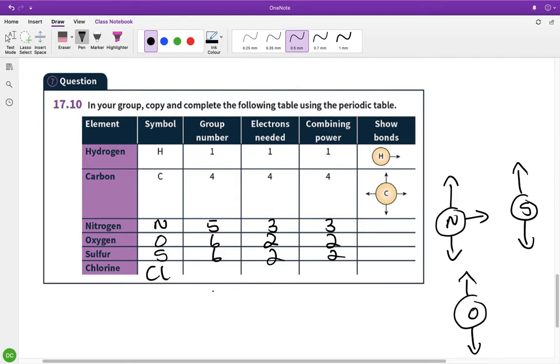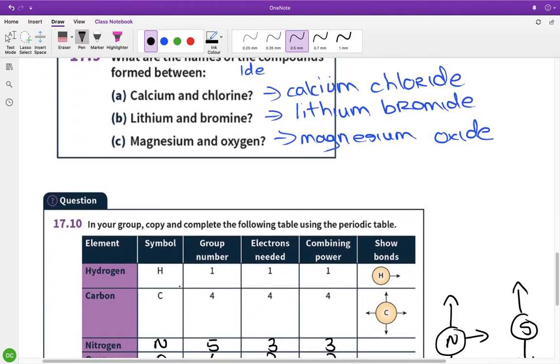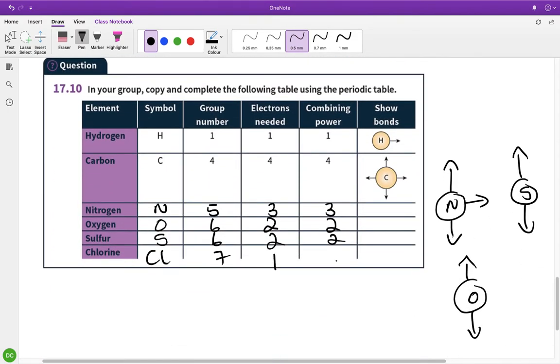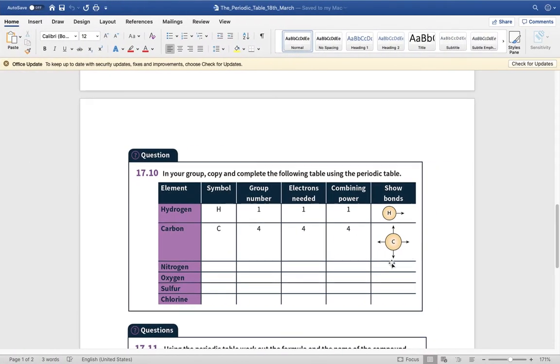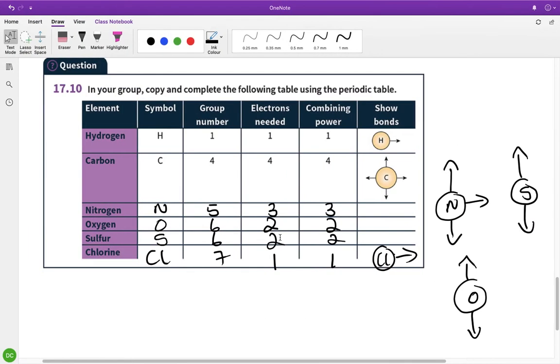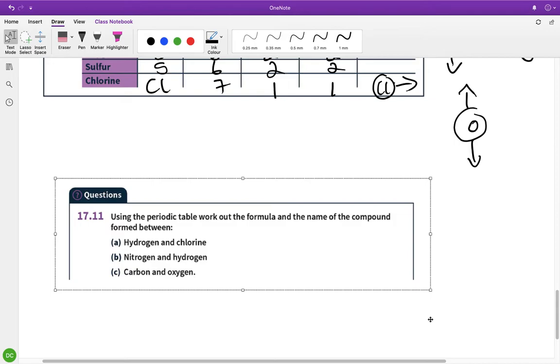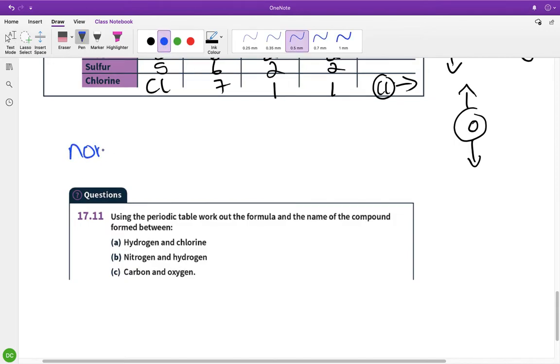And then chlorine, we've seen a few times, is Cl. It is in group 7, there it is. If it's in group 7, it only needs 1. So its combining power is 1. So that's chlorine with a combining power of 1. Now that whole combining power thing is when you're looking at bonds between non-metals and non-metals.